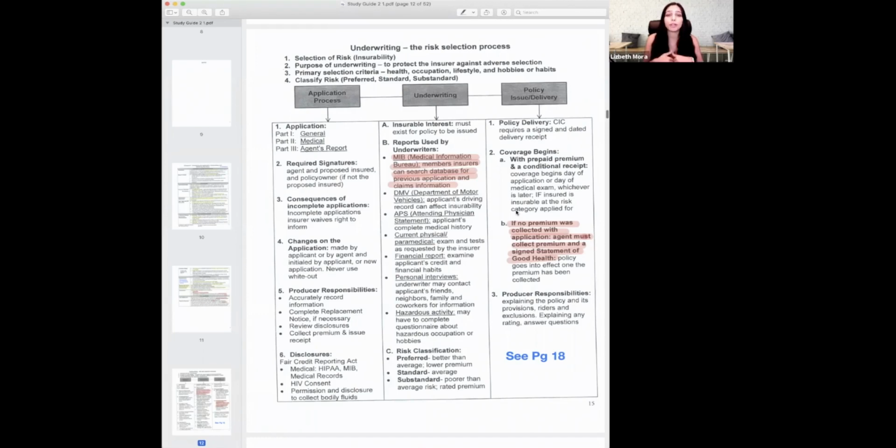So you give me the premium, but I'm also going to get a signed statement of good health. Basically it means you're telling me that from the first time I sat down with you till now, your situation and condition has not changed, right? So a signed statement of good health is just saying, I'm still the same.